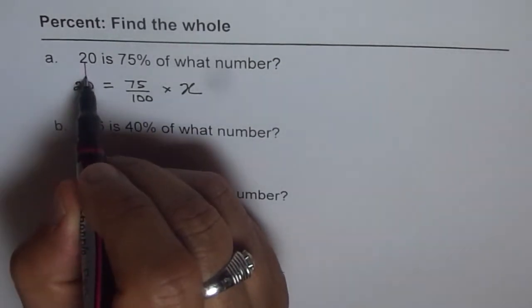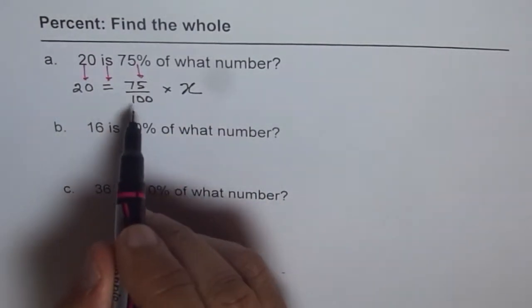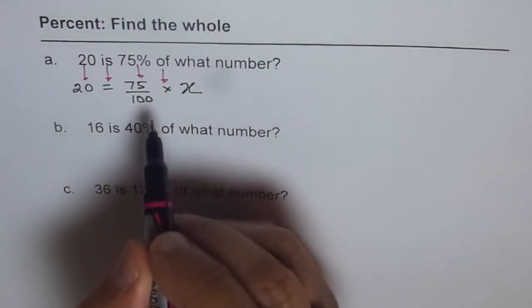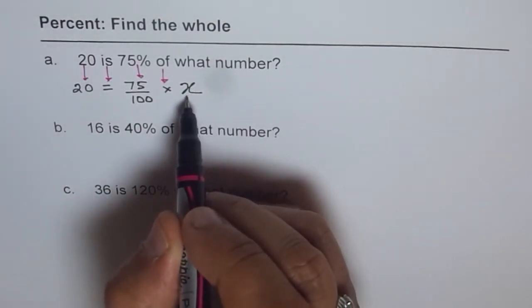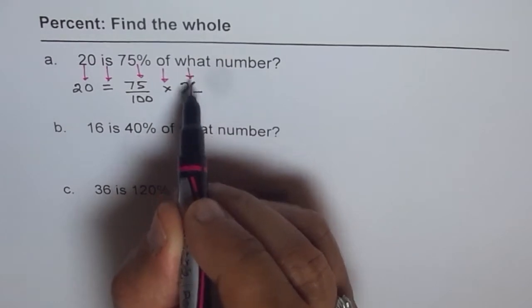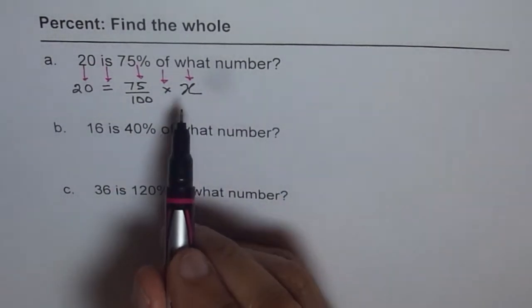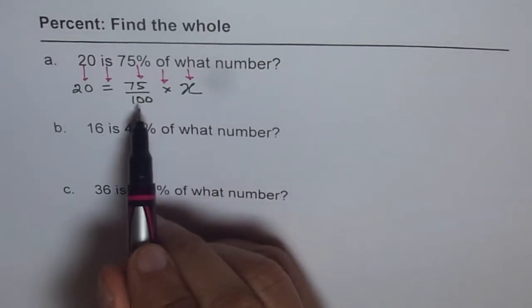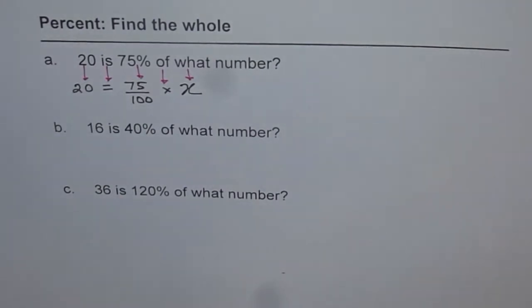So see, 20 is means equal to; 75% is 75 over 100. Of means multiplication. What number? We need to find it, so let it be a variable x. Now we have to solve for x. We can cross multiply and solve for x. Do you see that?